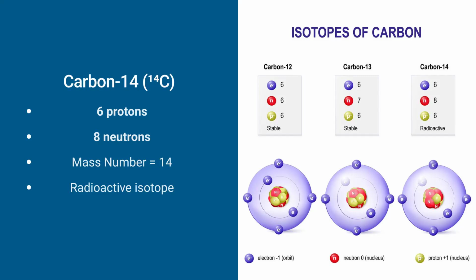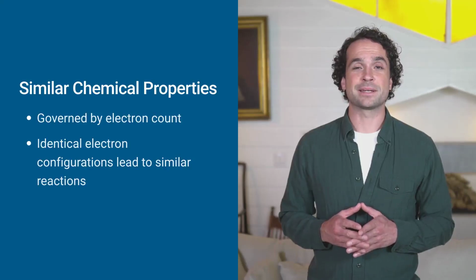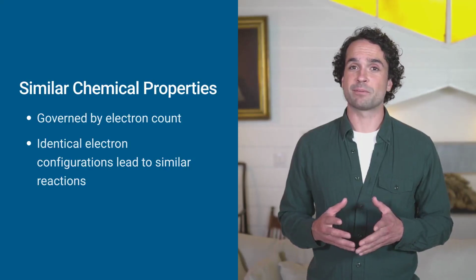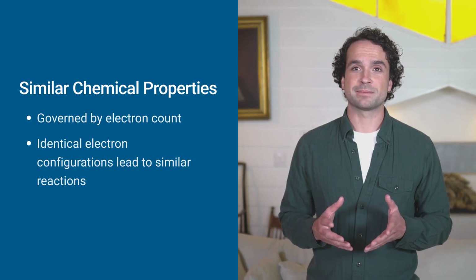Finally, let's look at carbon-14, or 14C. This isotope also has 6 protons, but it has 8 neutrons. This gives it a mass number of 14. Carbon-14 is famously known for being a radioactive isotope, and its predictable decay is what makes carbon dating possible for ancient artifacts.